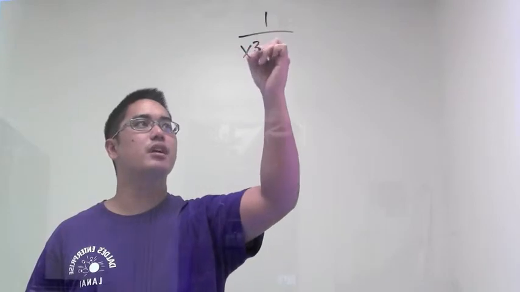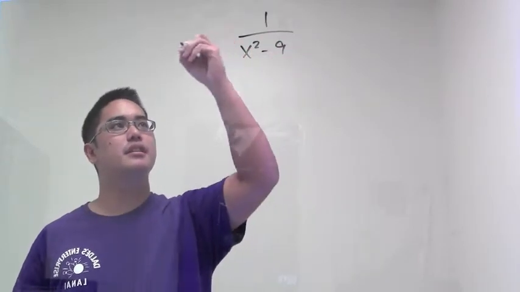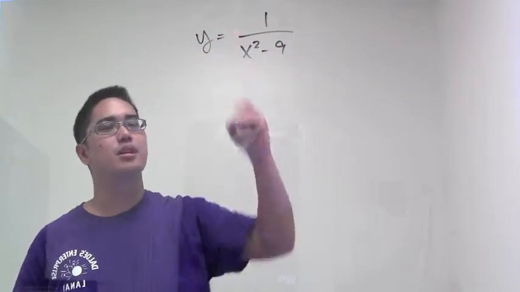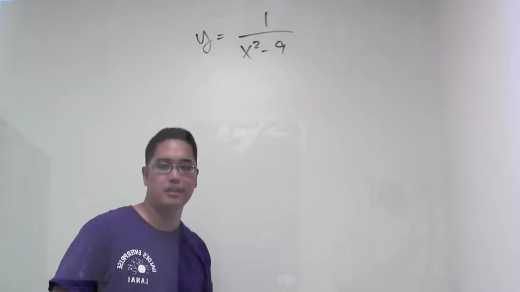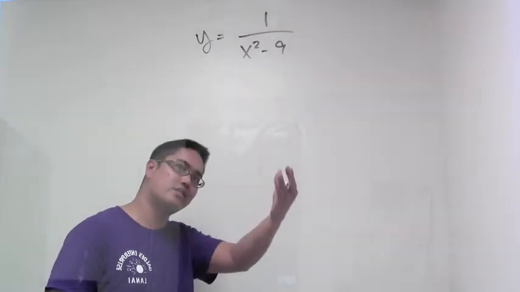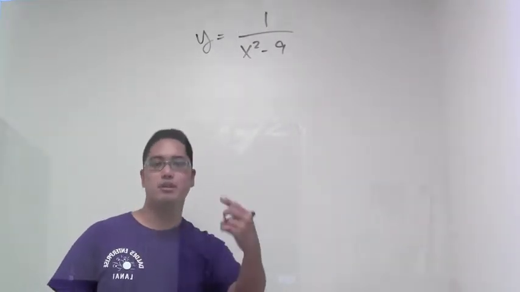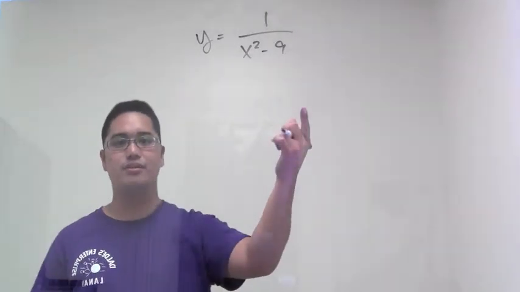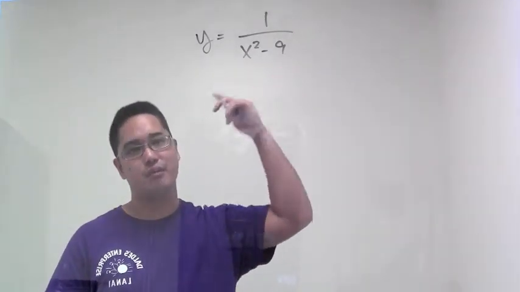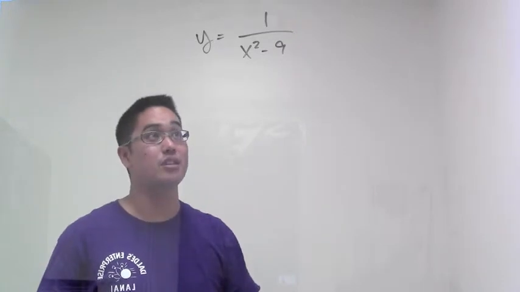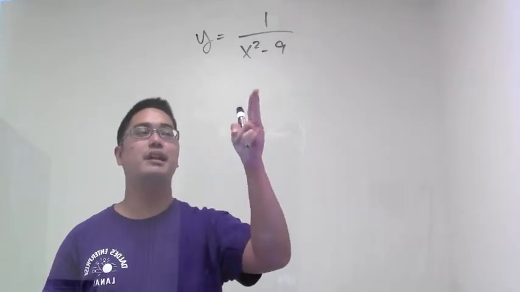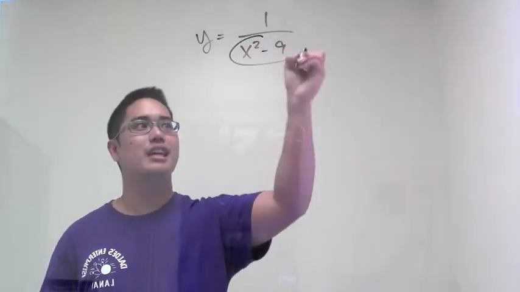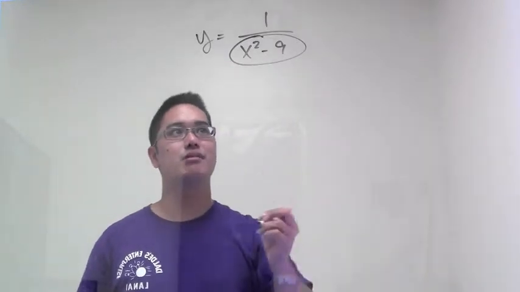What if we did 1 over x squared minus 9, y equals 2? What is my domain? Is there any domain restrictions? Or are there any square roots? No, there's no square root, so I don't have to worry about that business about having a negative in the square root. But there is a denominator, so I can make sure that this thing is not equal to 0.